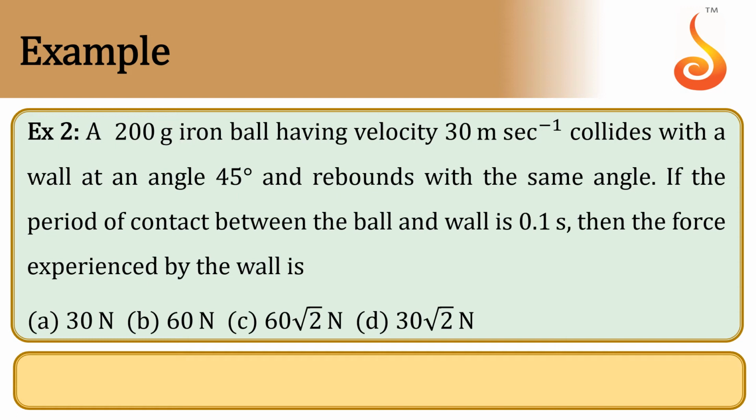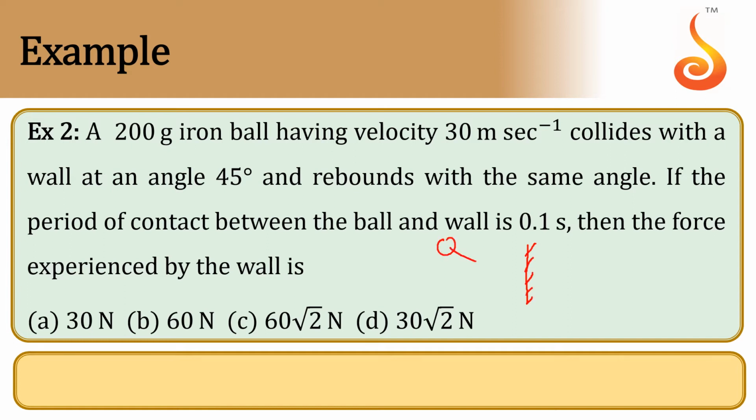Example 2. A 200-gram iron ball having a velocity 30 meters per second collides with the wall at an angle 45 degrees and rebounds with same angle. If the period of contact between the ball and wall is 0.1 second, then the force experienced by the wall is. So consider this is the wall.